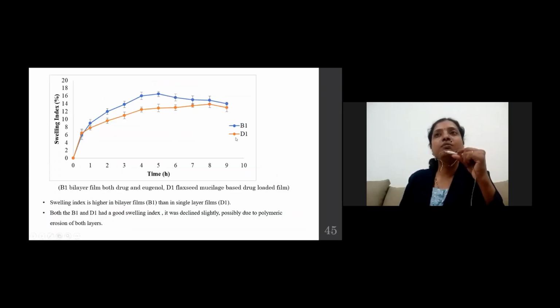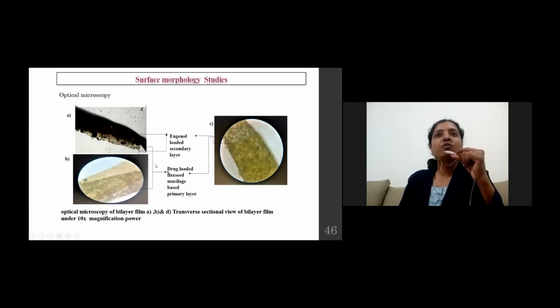Both the layers, that is the primary layer containing the flaxseed mucilage and HPMC, as well as the bilayer, have higher swelling capacity. But the bilayer film shows more swelling ability as it contains two more polymers in addition to HPMC and the flaxseeds. This is the surface morphological study for the primary as well as the secondary layer, where it shows the distinct formation of the two different layers.